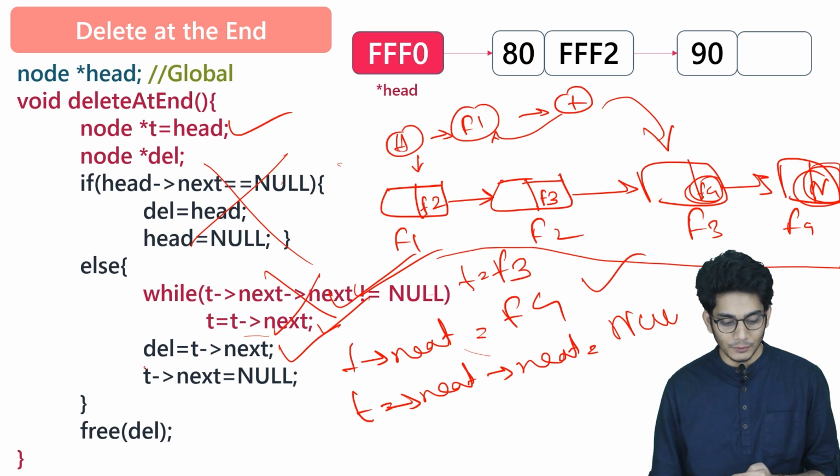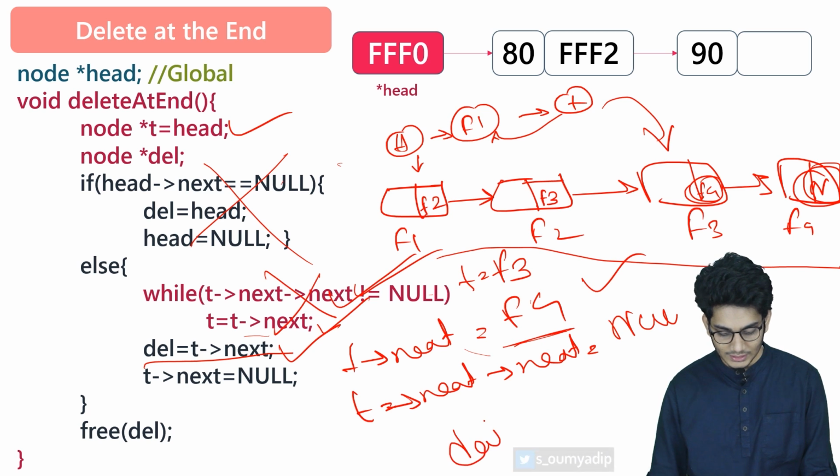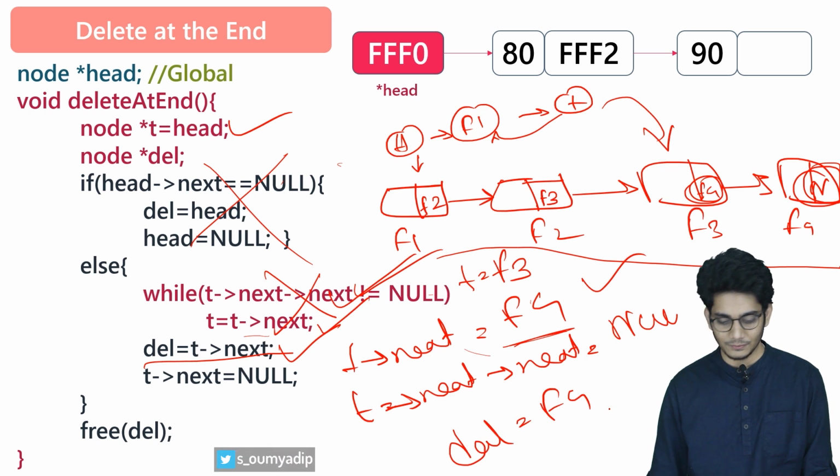Then we will put del equals to T next. So what is the value of T next? That is F4. We'll write del equals to T next. Oh, T next is written over there. So we'll assign del equals to F4.